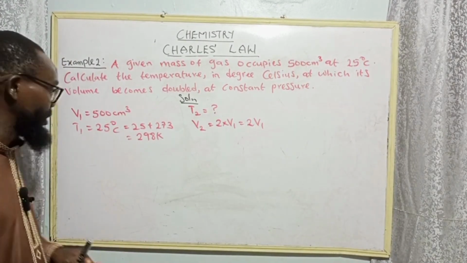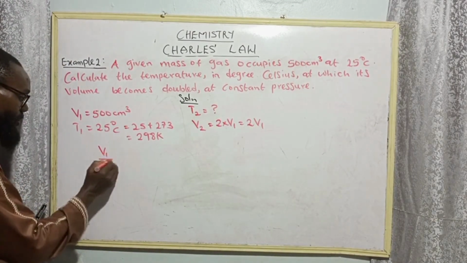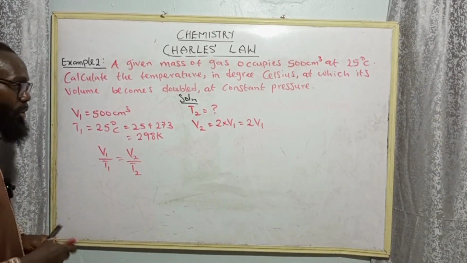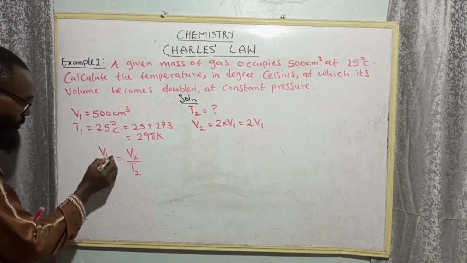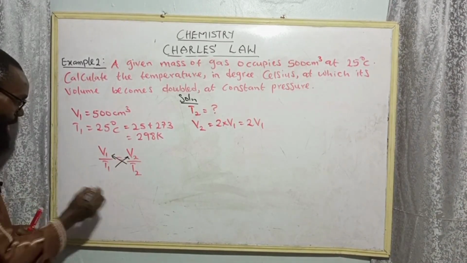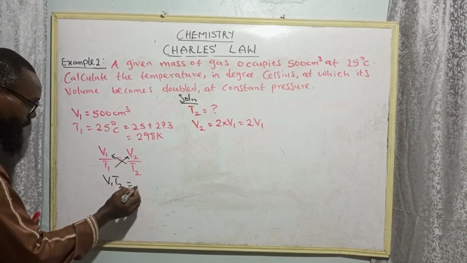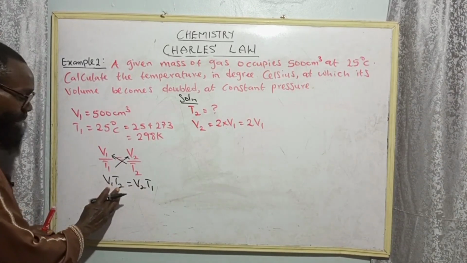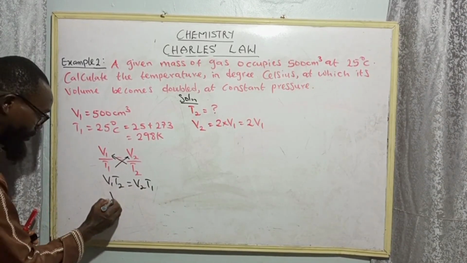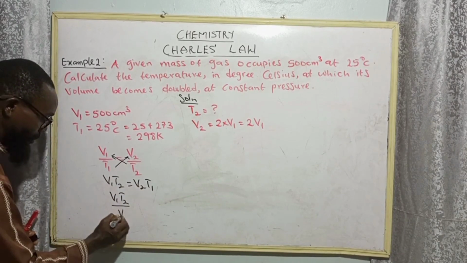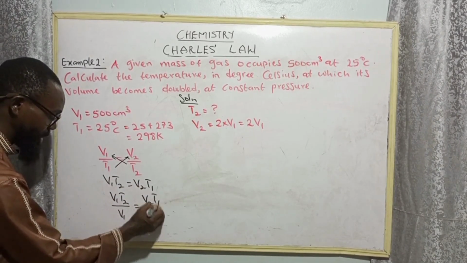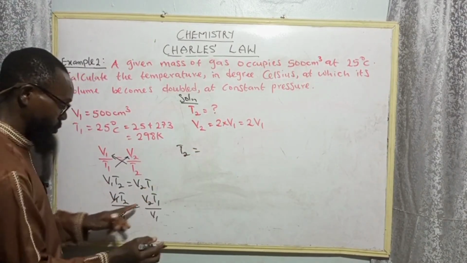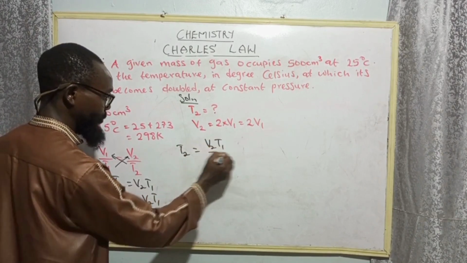That is Charles' law. That is V1 over T1 equals V2 over T2. From here, we cross multiply, since we are looking for T2. So we have V1 T2 equals V2 T1. I need my T2, so I have to divide both sides by V1. So I have V1 T2 over V1 equals V2 T1 over V1. V1 goes in V1. T2 equals V2 T1 divided by V1.